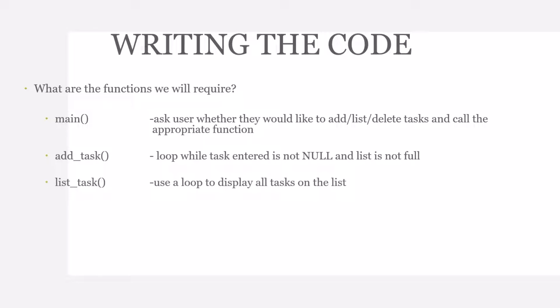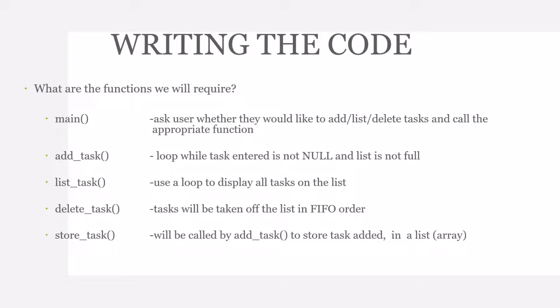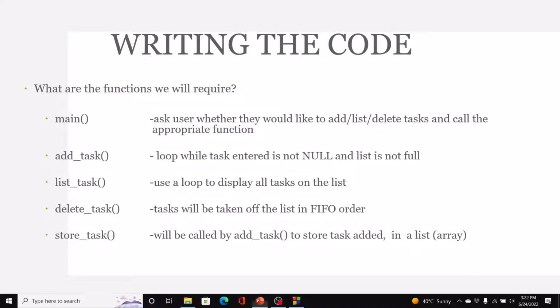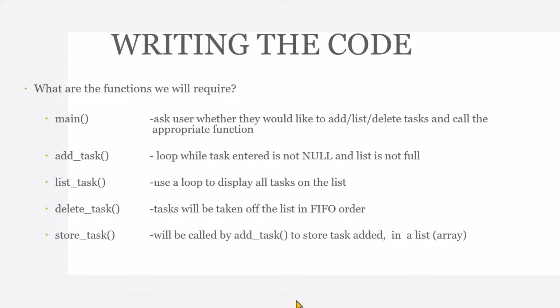List task would use a loop to display all tasks or all appointments on the list. Delete task, the tasks would be taken off the list once they were completed or appointments attended to, and these would be removed in a first in, first out order. Store task will be called by add task to store the task added in an array. So let's now go to Code::Blocks and we can start a new file.